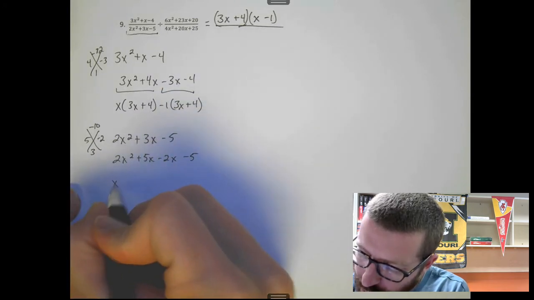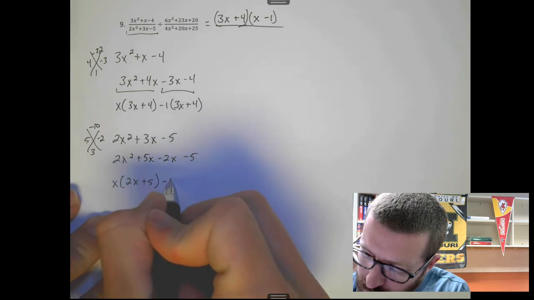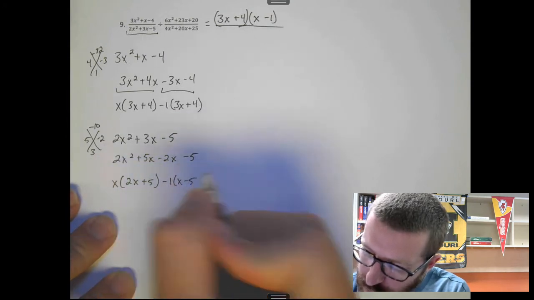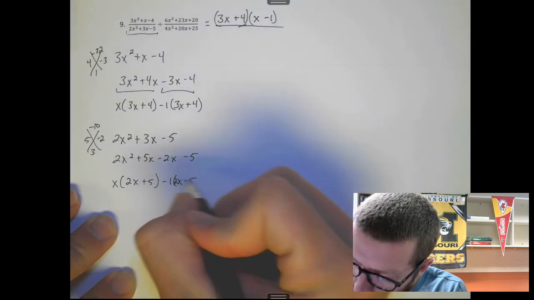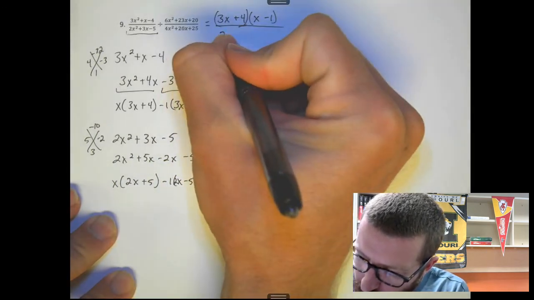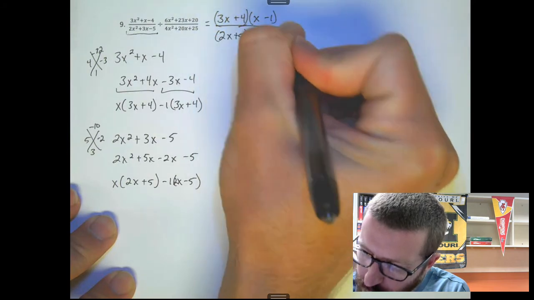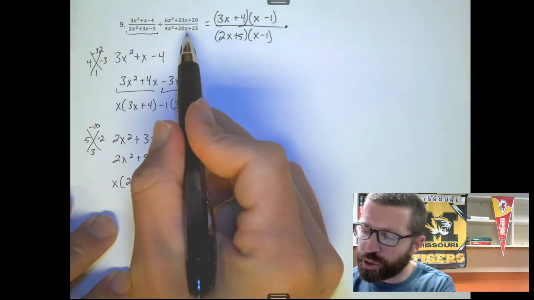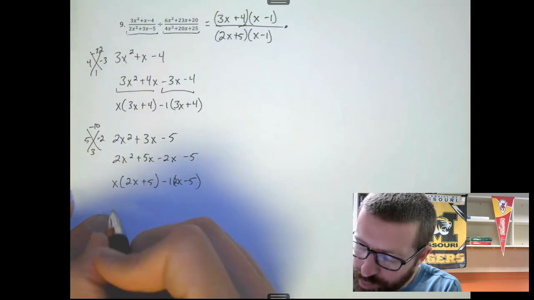And take out an x, take out a negative 1, and that gives you, oops, there should be a 2 there, 2x plus 5 over x minus 1. Now be careful here. I'm going to turn it into multiplication, so I'm going to factor this one first because it's moving to the top.